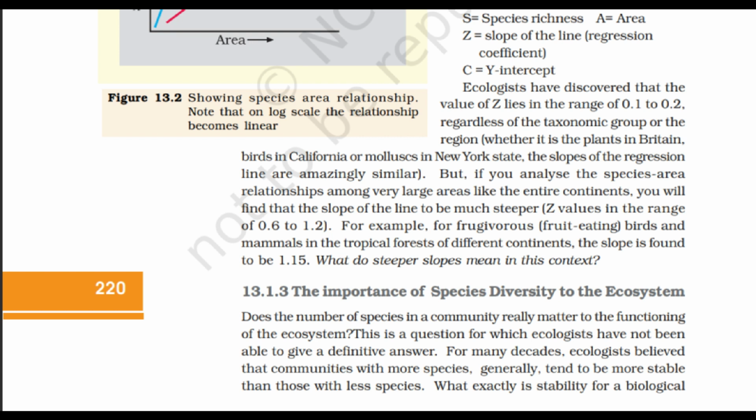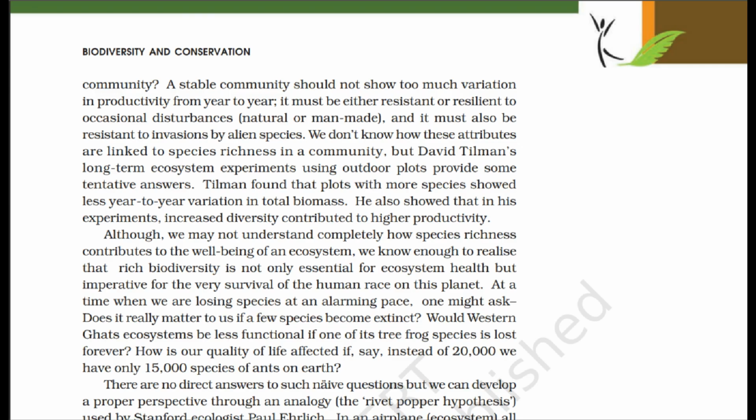The importance of species diversity to the ecosystem. Does the number of species in a community really matter to the functioning of the ecosystem? This is a question for which ecologists have not been able to give a definitive answer. For many decades, ecologists believed that communities with more species, generally, tend to be more stable than those with less species. What exactly is stability for a biological community?